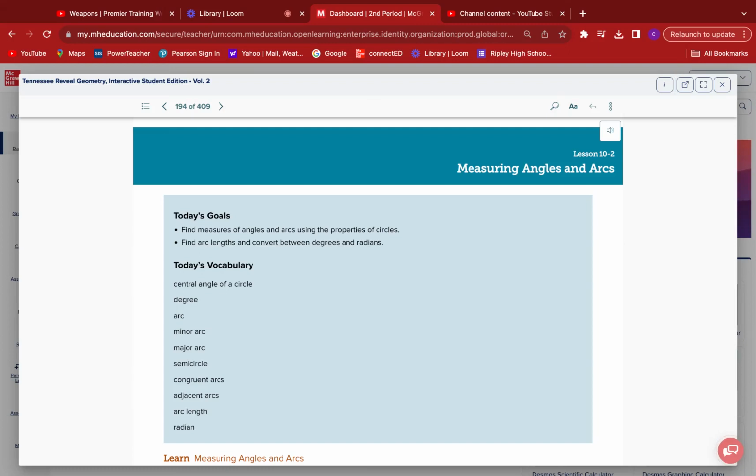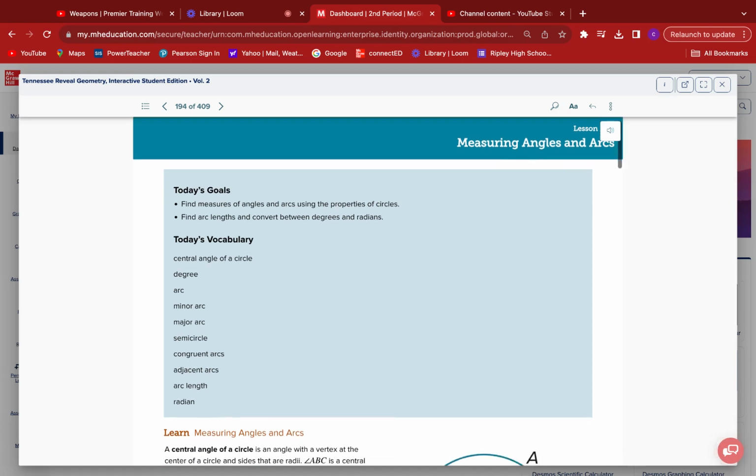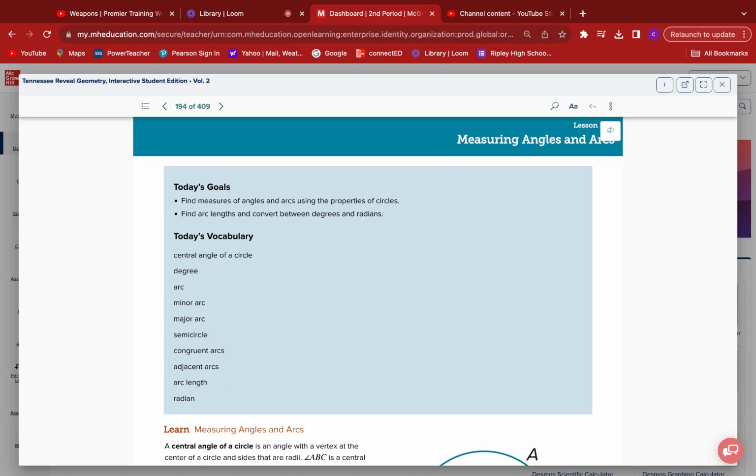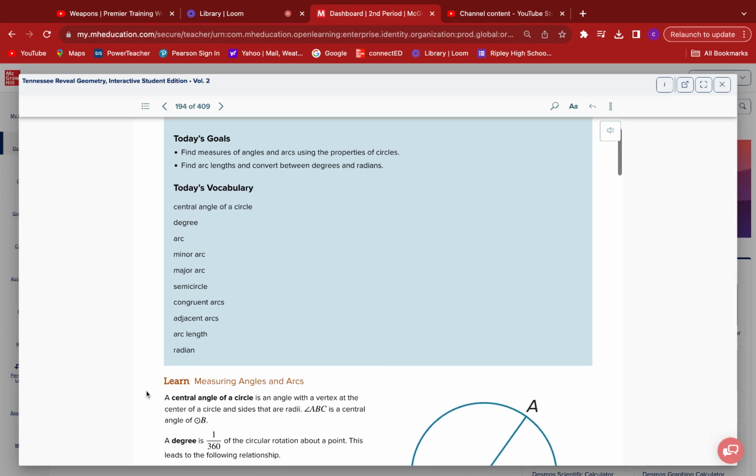Hey, lesson 2. All right, unit 10. We are on measuring angles and circles. You guys are going to have quite a few new words jumping out at you in this lesson. Arc is the big one. You got minor arcs, major arcs, arcs that are congruent, arcs that are beside each other, non-adjacent arcs, that's the ones that are not beside each other, arc length and radian. Lots of words that are about to be thrown at you.